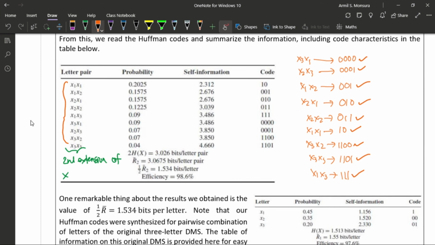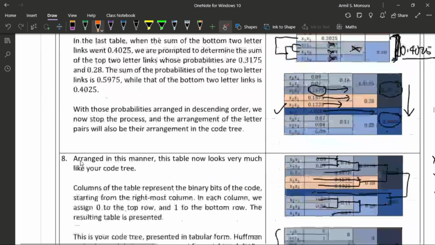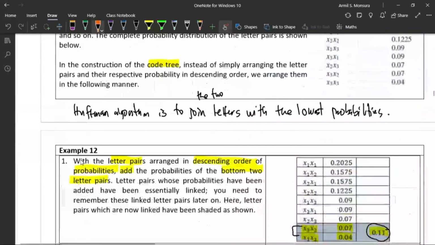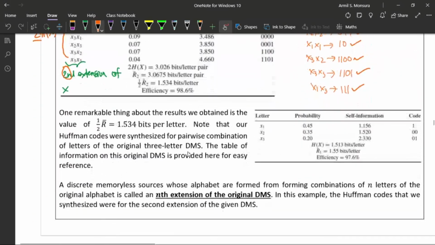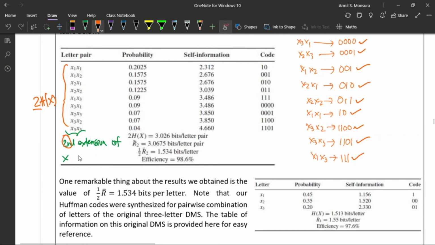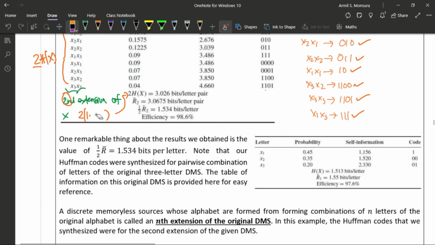that its entropy is actually twice the entropy of our original source. Since it is the second extension, the multiplier is 2. We take note that the entropy of the source X from the given was 1.153. Oh, I wrote it wrong, it is 1.513. That is the entropy of the source X. The second extension supposedly should have an entropy of twice 1.513.